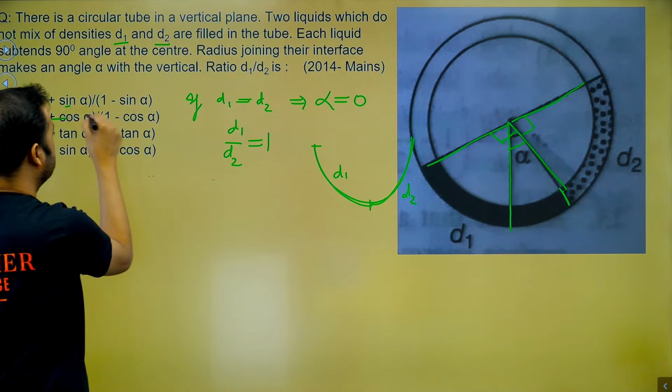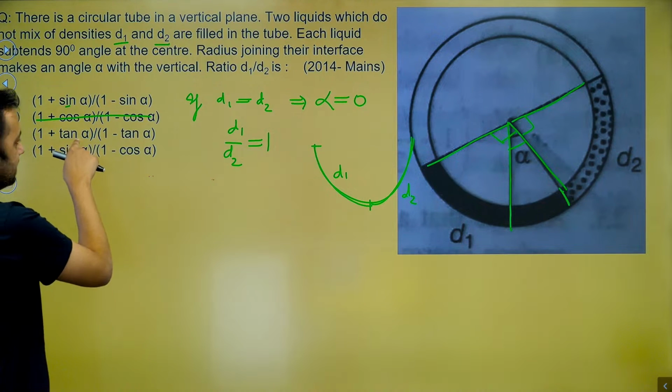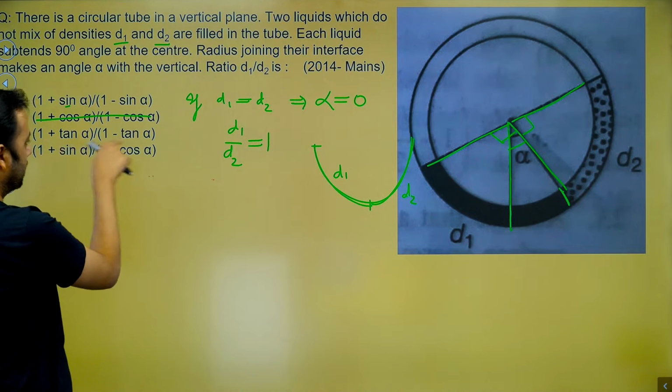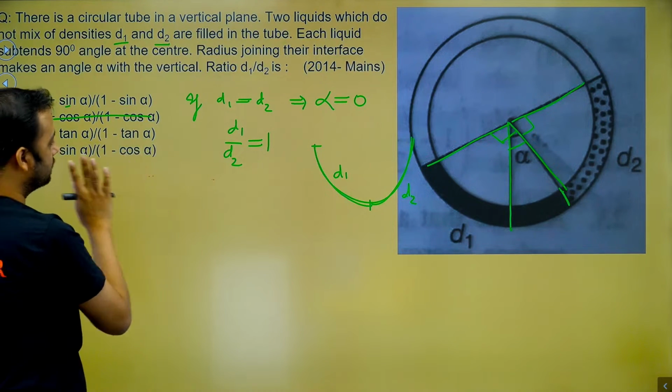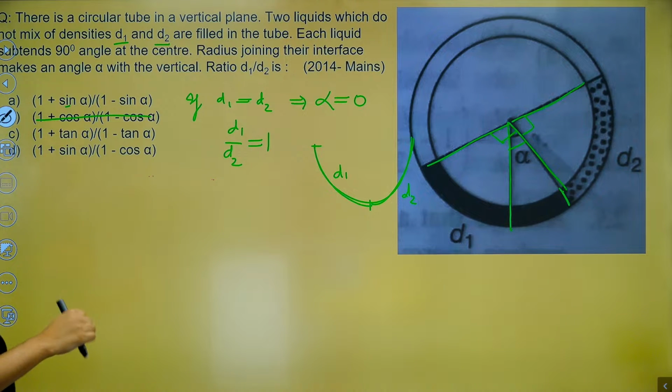So option B cannot be your answer. This is wrong. This is rejected. If you go to option C, again if you put alpha 0, option C converges to 1. That means option C is still a possibility.